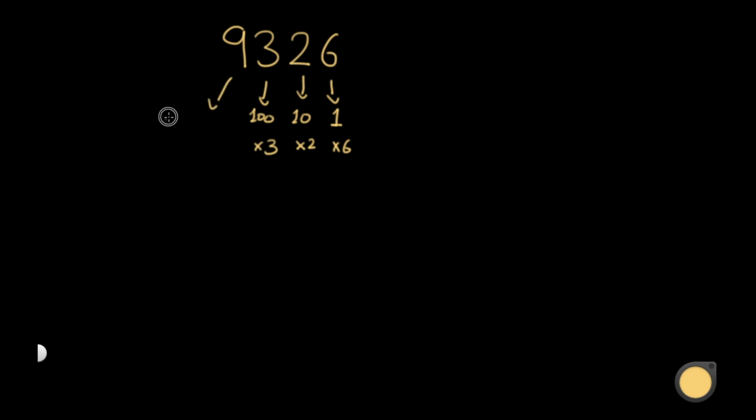Say we're given the number 9,326. Now let's try to get the total sum by using a very naive solution, right? The very naive way to do this is first we're going to add the number 1 a total of 6 times. Then we're going to add the number 10 a total of 2 times. Then the number 100 for 3 times. And finally the number 1,000 a total of 9 times.